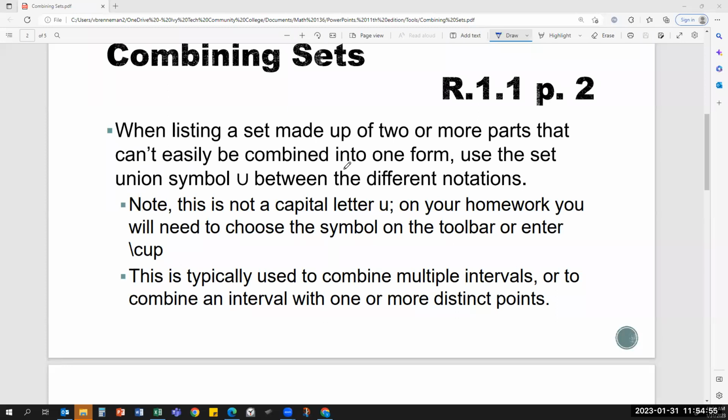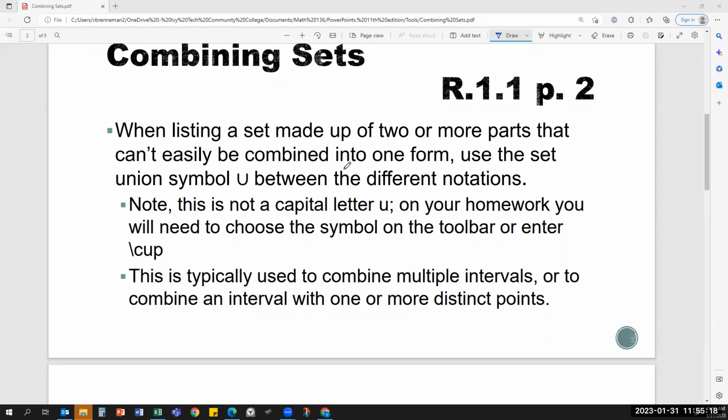So that looks like a capital letter U. It's not. It's a separate symbol. Now for handwriting, it doesn't matter. But when you're entering into MATLAB, if you type a capital letter U, it'll have absolutely no idea what you're talking about. So you need to either choose the symbol on the toolbar, or if you like shortcuts, you can type \cup to get that symbol inserted.